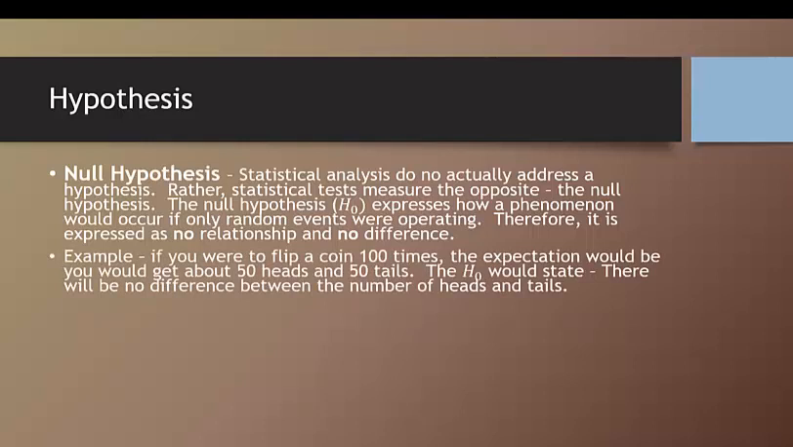So an example of this, if you were to flip a coin 100 times, the expectation would be you would get about 50 heads and 50 tails. The null hypothesis would state then there will be no difference between the number of heads and tails. Okay, so our hypothesis is that we will get 50 heads and 50 tails. Our null hypothesis states that there will be no difference between the number of heads and tails. So actually that's what we're measuring, to see if there is a difference or not. And if there's no difference, then we accept our null hypothesis and we're done. Okay, and we're going to get more into this.